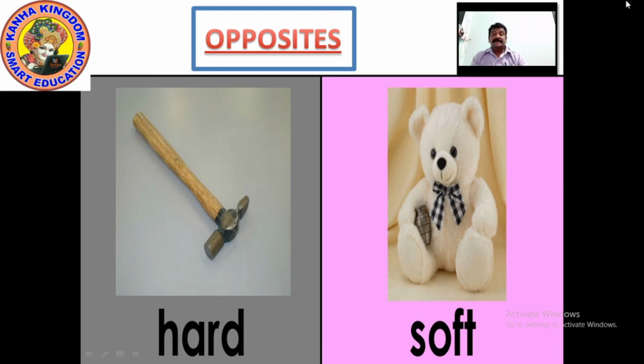S-O-F-T, soft. H-A-R-D, hard. Please write this down. Iron things, wooden things, things made of stone, marble, these are all hard. What are soft? Pillows are soft. Cotton is soft. You can see the toys, soft toys. They are very soft. Please write this down.